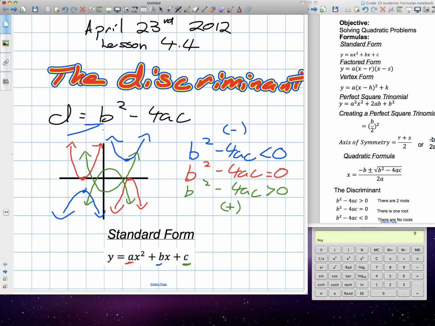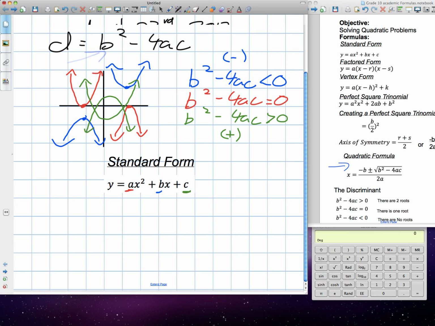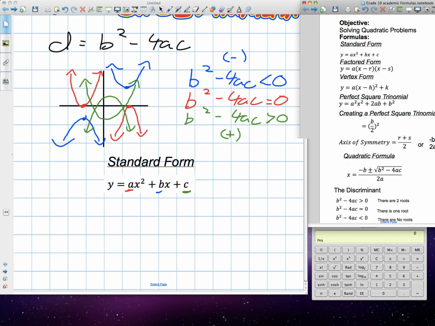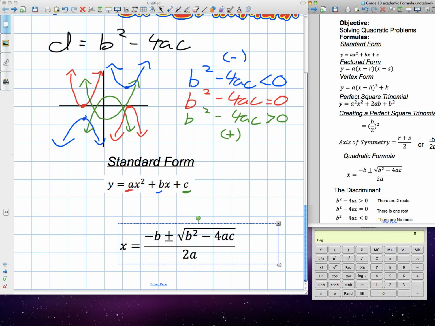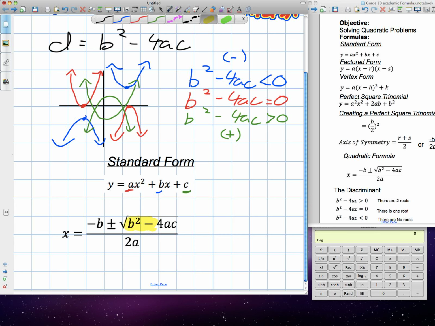Now, the reason this works so well is because of the quadratic formula. It's actually a piece of it, if you notice. So I'm going to bring that part in. So our quadratic formula, if you notice, actually includes a discriminant in it. It's underneath the square root sign, b squared minus 4ac, which is exactly our formula here.